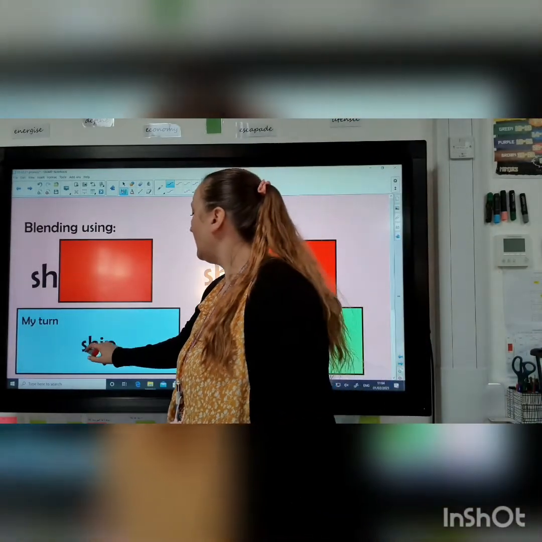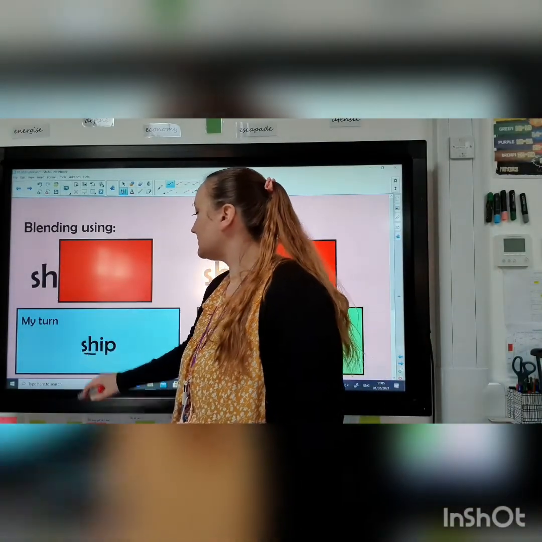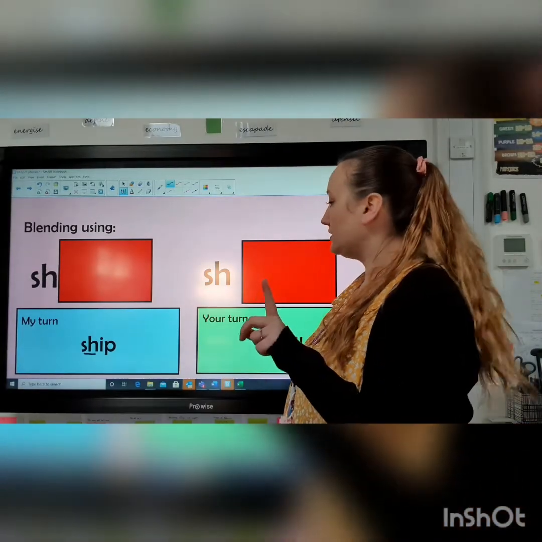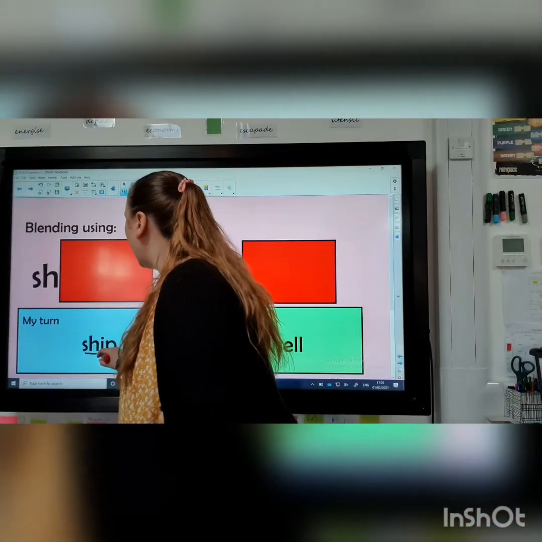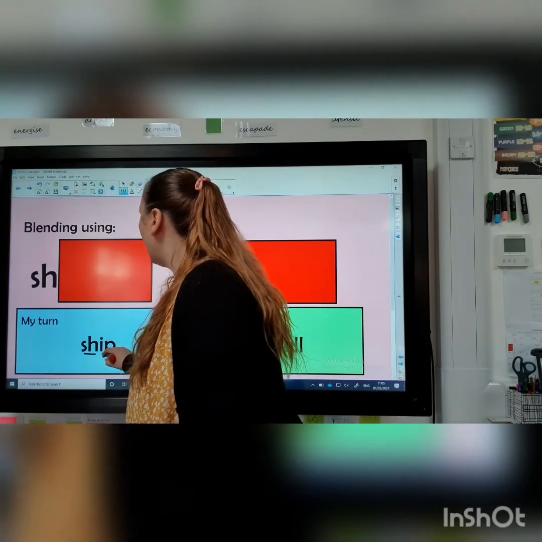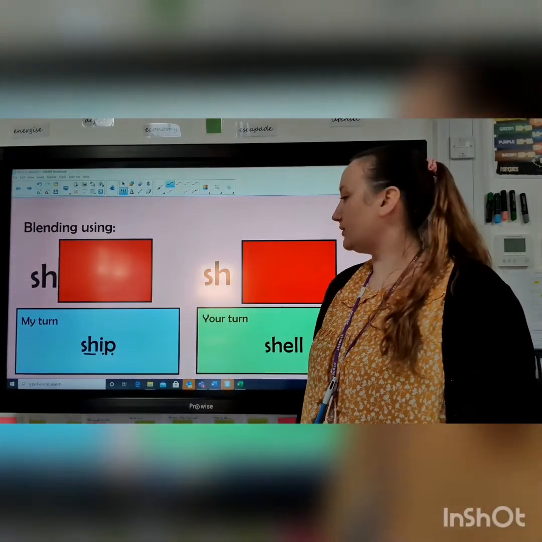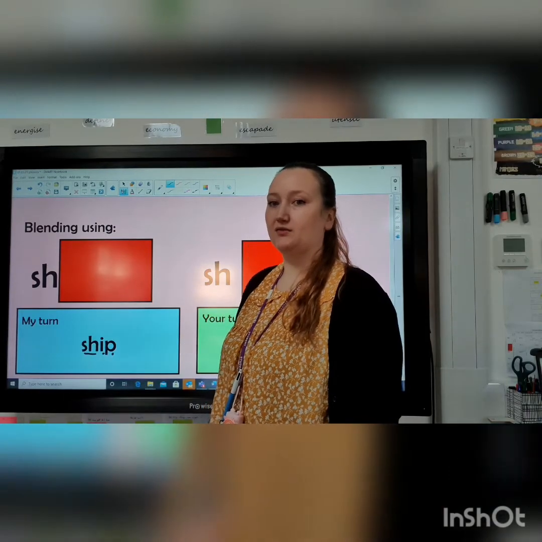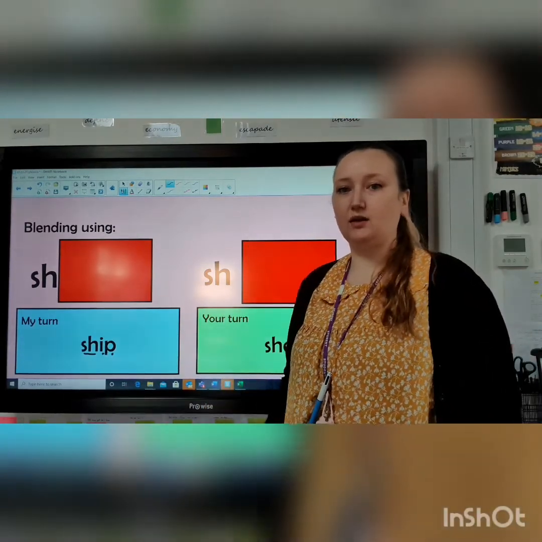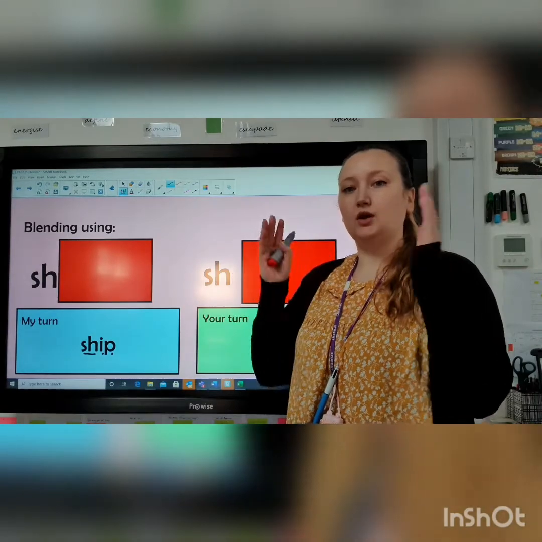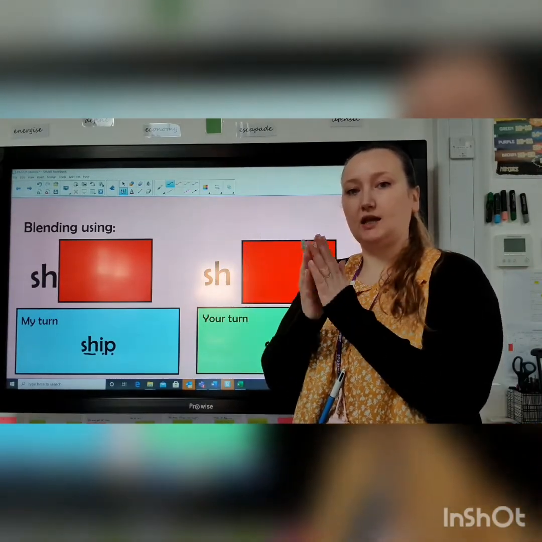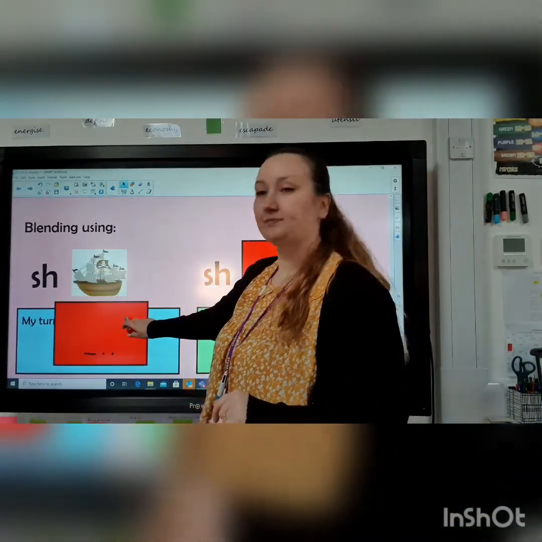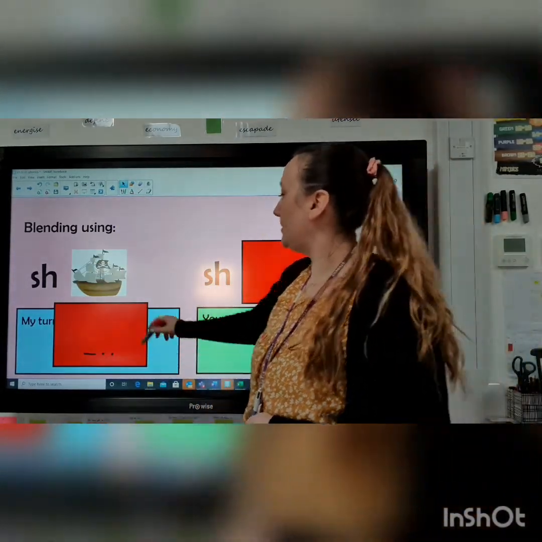So my turn, I know that this only has one phoneme button because it's two letters but one sound, it's one phoneme. So we have 1, 2, 3 phonemes here in this word. We've got sh, and then we've got i, and then we have p. Okay, so I'm going to blend it together. Sh, i, p, ship, ship. I think it says ship, and I was right, it does say ship.